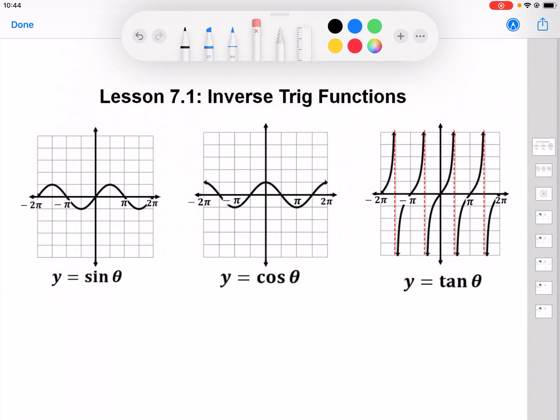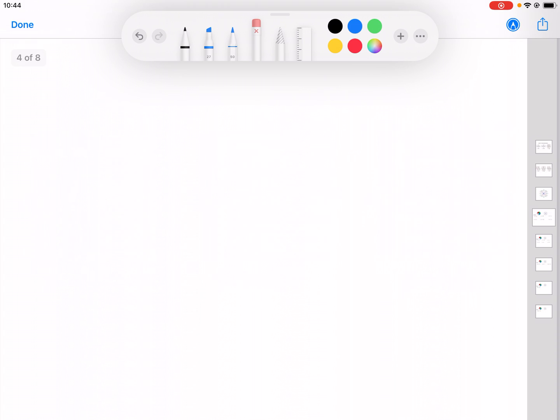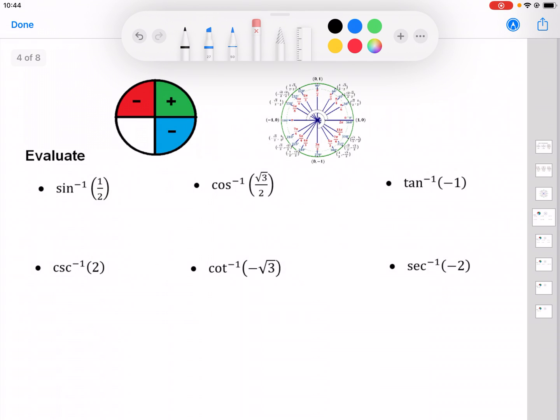So for today's lesson, we're going to talk about going backwards with trig functions. So we're doing the inverses of trig functions. What that means is instead of me giving you an angle, we are going to be giving you the answer already, and you have to come up with the angle that gives us that answer. So like sine inverse of 1/2, which angle gives us a sine value of 1/2?